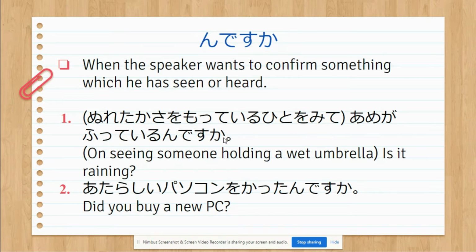So you won't ask this question just out of nowhere. You're not just walking together with your friend and suddenly ask, did you buy a new personal computer? Not something like that. You will ask this kind of question using en desu ka if you have gathered some information for it. So you already have a guess and you just want to confirm it. Now let's proceed to the next usage of en desu ka.